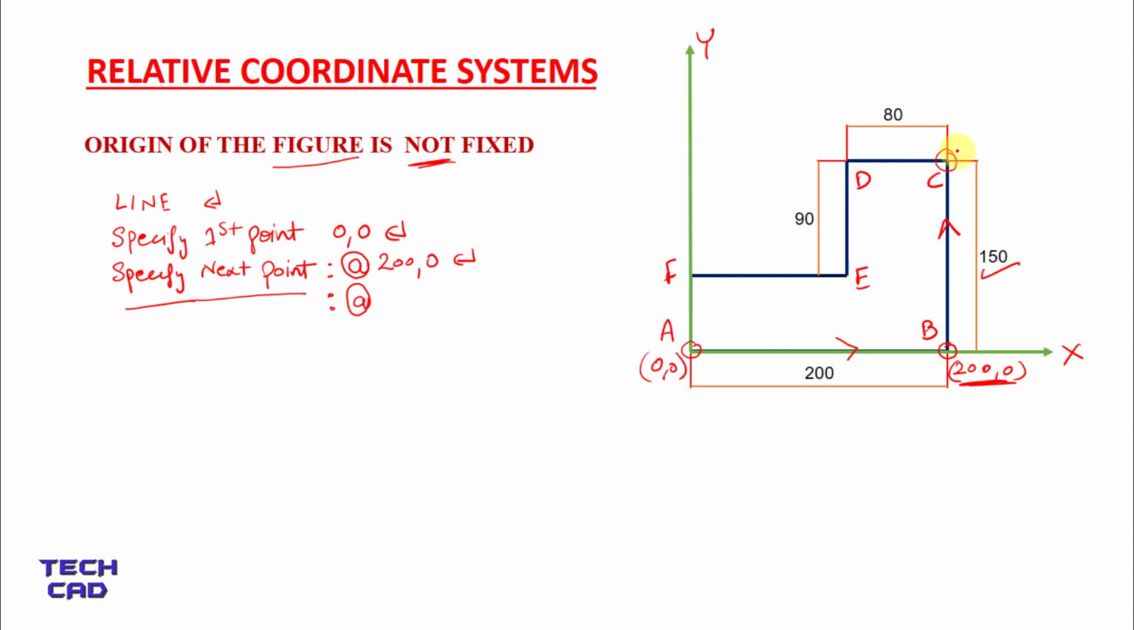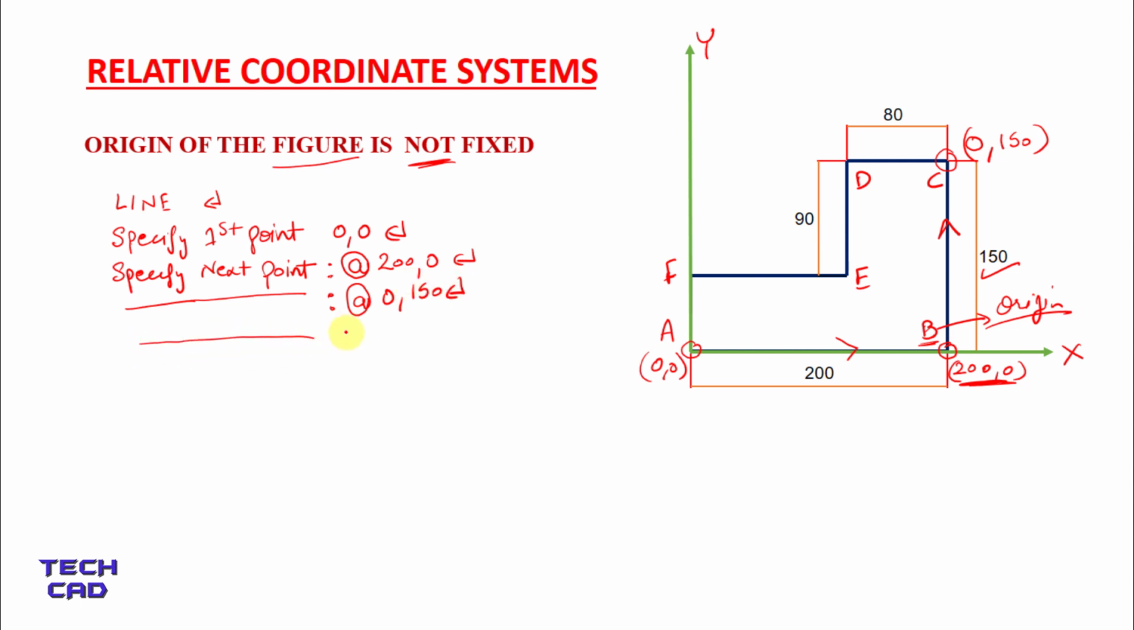To know the coordinates of point C, this point B becomes the origin. Now it is 0, 0 for point C. So what are the coordinates of C? There is no movement in X and we have a movement in Y. So these are the coordinates of point C in the relative coordinate system. This is the importance of the @. When you put @ before coordinates, it means the before point, in this case point B, the preceding point for C, becomes the origin. So @0,150.